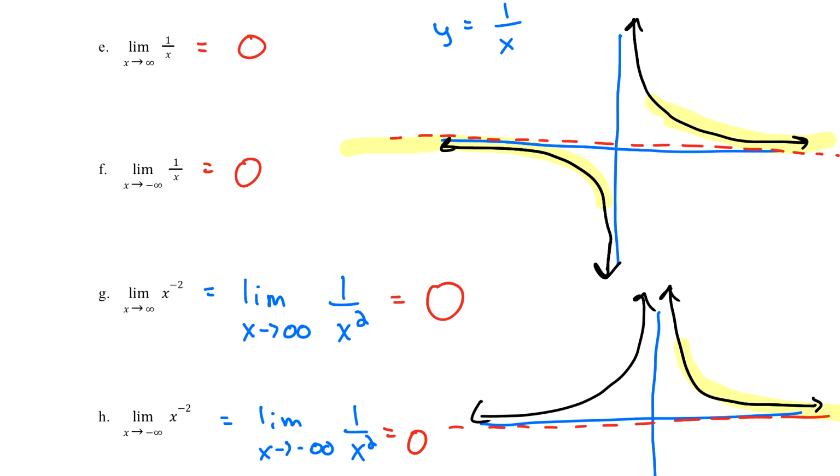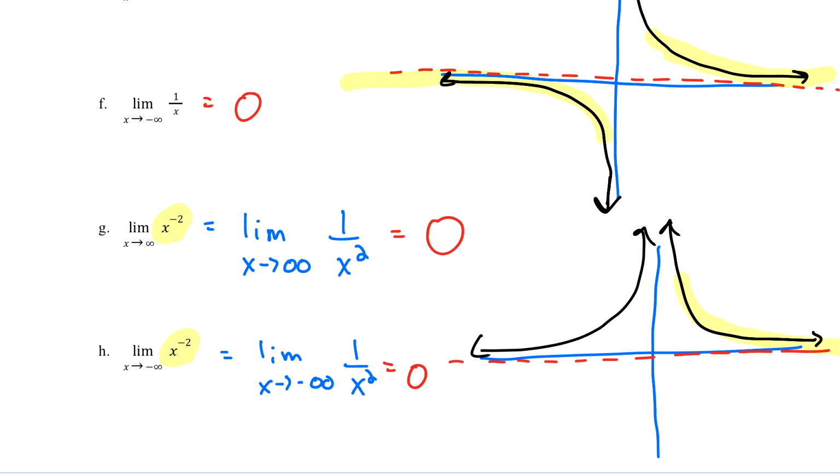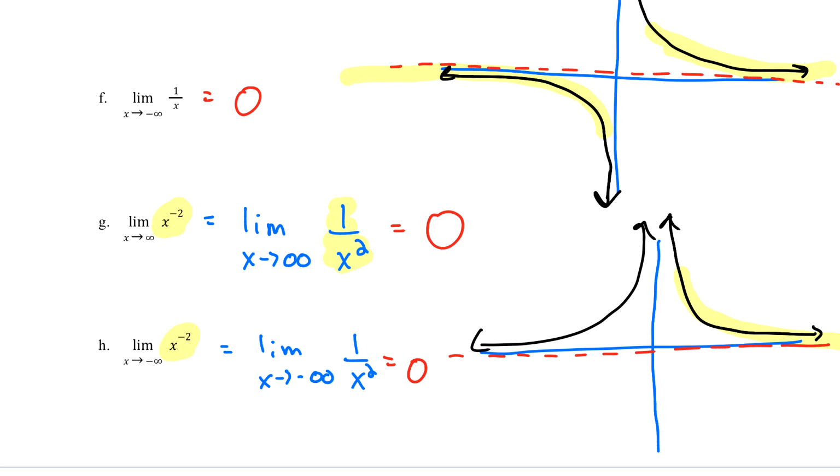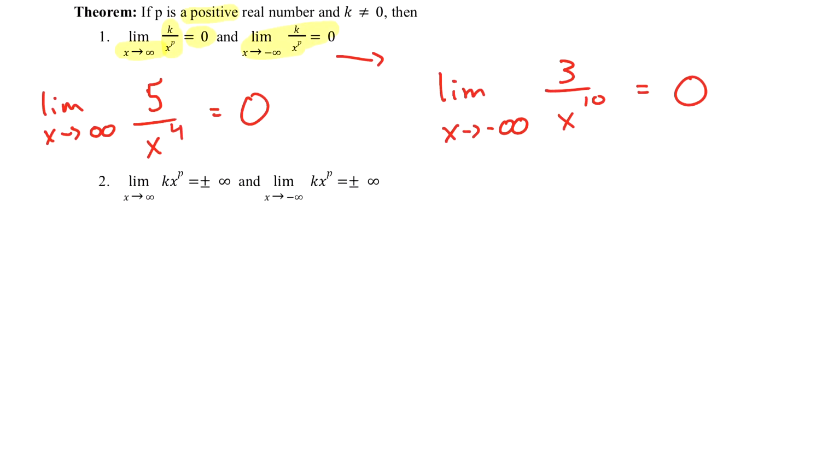And I'll point out here that positive exponent is really, really important, because as soon as you start to throw in negative exponents, it makes the function look a little bit different. This theorem sort of falls apart, and we can't use this shortcut. So make sure you're rewriting those with positive exponents before you use this shortcut.